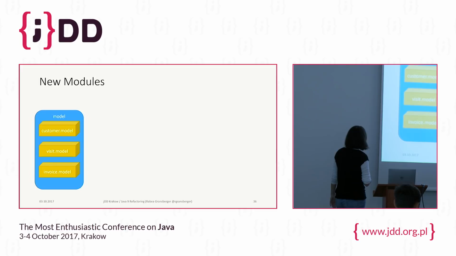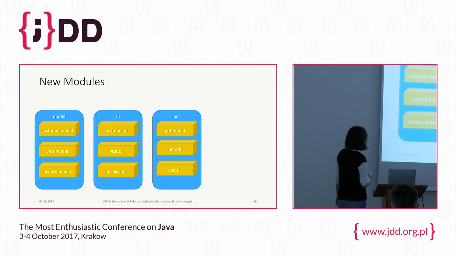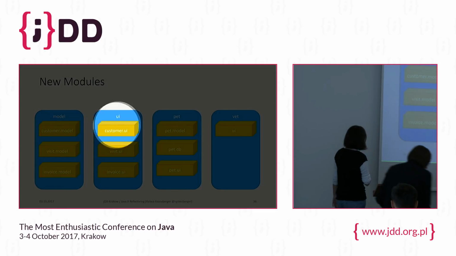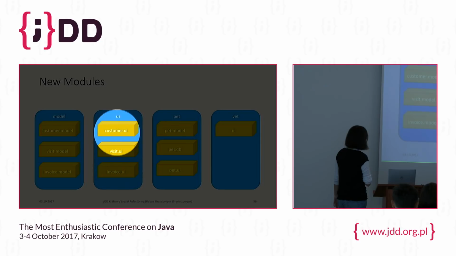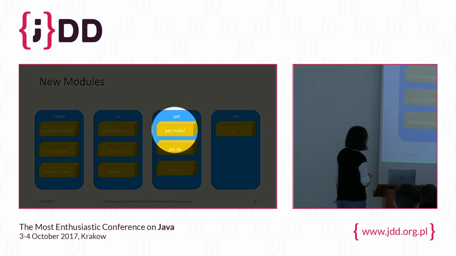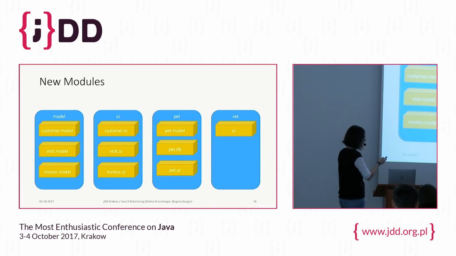So I don't create packages, modules for each of the entities, which you would probably do in production. Our new modules would be the model module, the UI module, the pet module, and the vet module. In the model module, we put everything which we had in the model package. In UI, everything in the UI package, customer, visit, and invoice, because we want to have the pet separate. In the pet module, we put the model and the DB and the UI. So we don't have two separate modules like a pet model and pet UI. We just put it in the same one, because we want to exchange it with the car later. And then we have our main application module, which glues everything together.